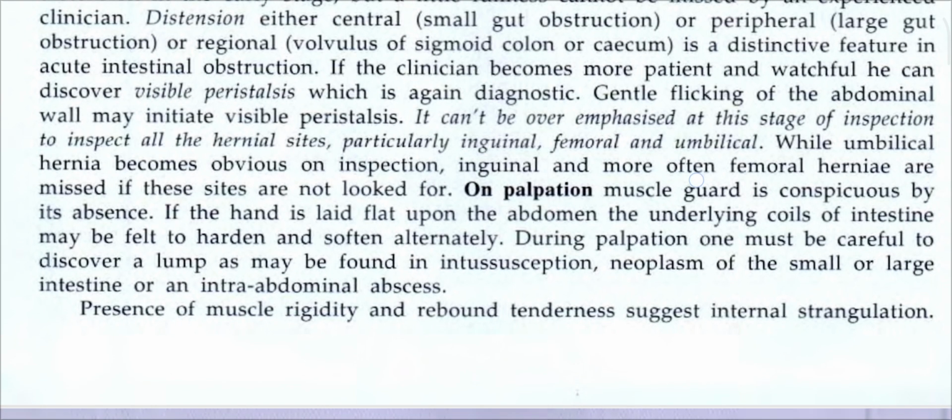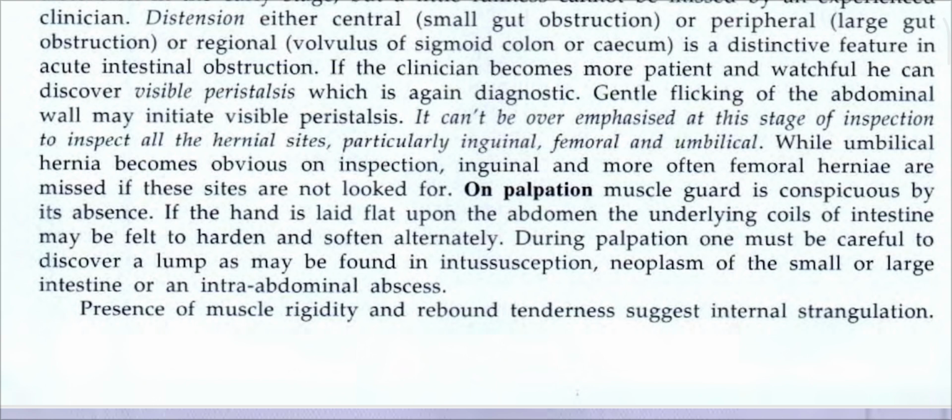If the clinician becomes more patient and watchful, he can discover visible peristalsis, which is again diagnostic. Gentle flicking of the abdominal wall may initiate visible peristalsis. It cannot be overemphasized at this stage of inspection to inspect all the hernial sites, particularly inguinal, femoral, and umbilical. While an umbilical hernia becomes obvious on inspection, inguinal and more often femoral hernias are missed if these sites are not looked for. On palpation, muscle guarding is conspicuous by its absence.